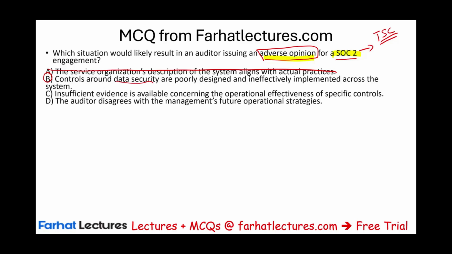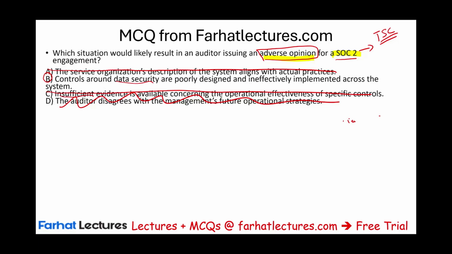C. Insufficient evidence is available concerning the operational effectiveness of specific controls. Well, if insufficient evidence is available, it means not enough evidence, that's an issue, but if it's an evidence issue, we could either give a qualified opinion depending on the severity of the issue, or if we really cannot say anything, we will disclaim. So C is out because of that. Now we're down to 50-50. D. The auditor disagrees with management's future operating strategy. It has nothing to do with the SOC engagement. It's not even the auditor's job to agree or disagree with them. It doesn't affect the SOC engagement.